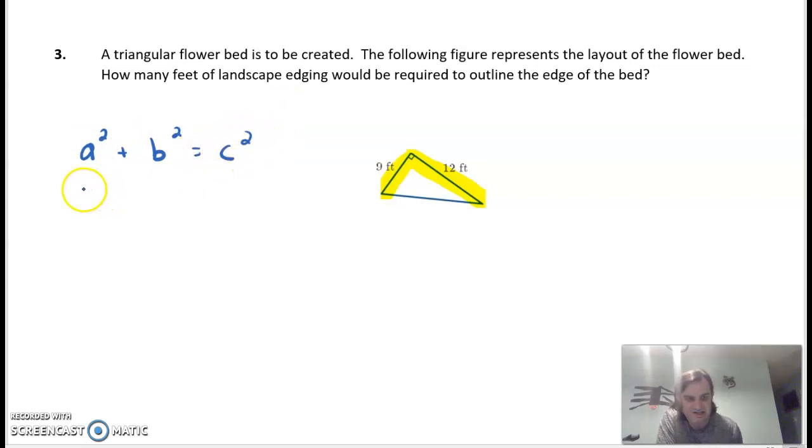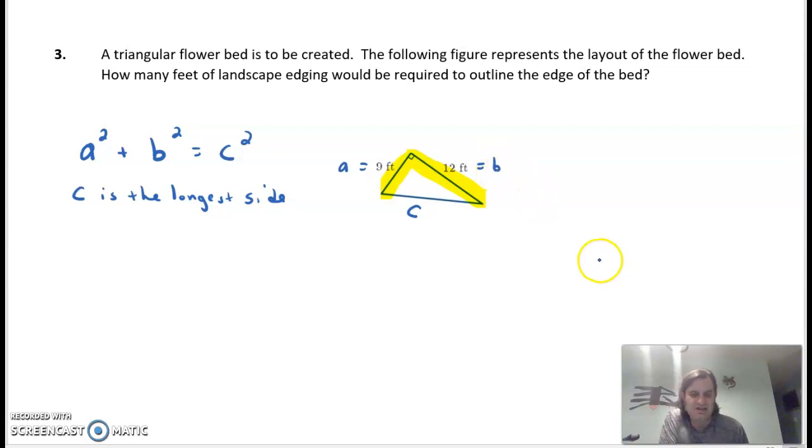And in this case, c is the longest side, commonly known as the hypotenuse. But not just saying C is the longest side for this one, but C is always the longest side. So A and B can be either of the other 2 sides. We can describe them in either way we like. But I'm going to let A be the 9 feet and B be the 12 feet. So we're going to try and find C.